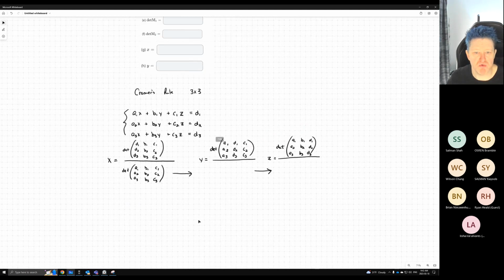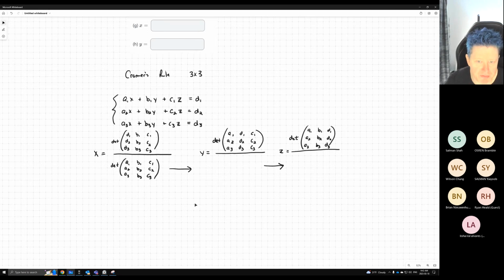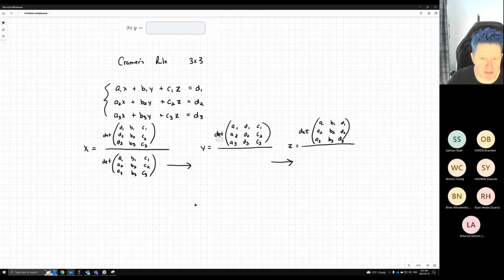All right. So Cramer's rule for 3 equations and 3 unknowns is the same idea as 2 equations and 2 unknowns. If you just remember the process that we used for setting up our matrices, the only additional thing you have to learn is how to find the determinant of a 3x3 matrix.